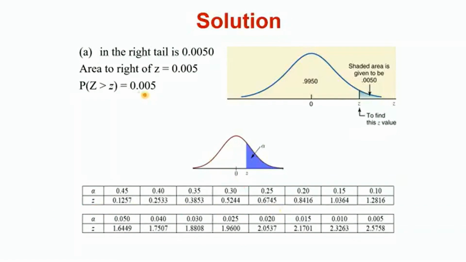Because my area is 0.005 in this example, I can find the value of Z for this area. When the area is equal to 0.005, the value of Z is 2.5758. Because it is the right tail, the value of Z must be positive, because on the right side Z is positive. Then the value of Z is 2.5758.